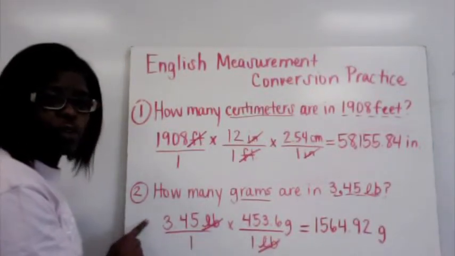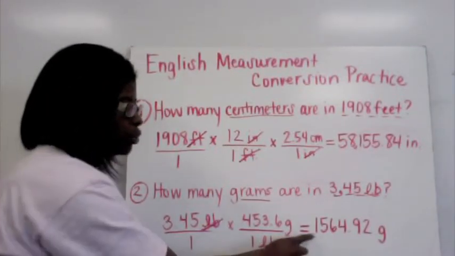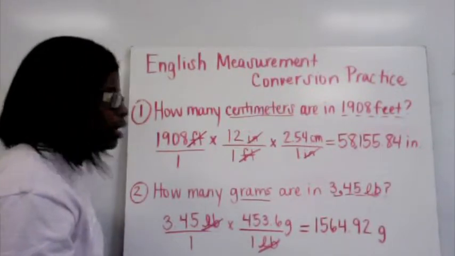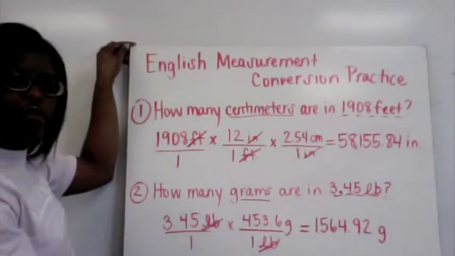So 3.45 times 453.6 grams gives you 1,564.92 grams. That's how many grams are in 3.45 pounds.